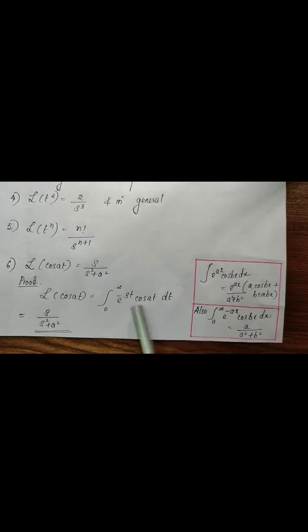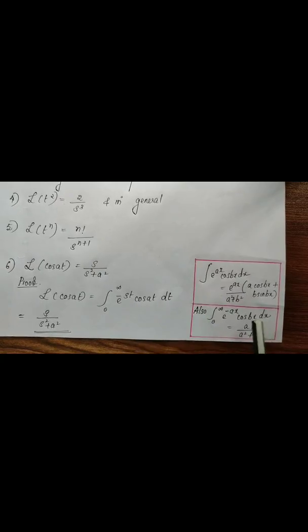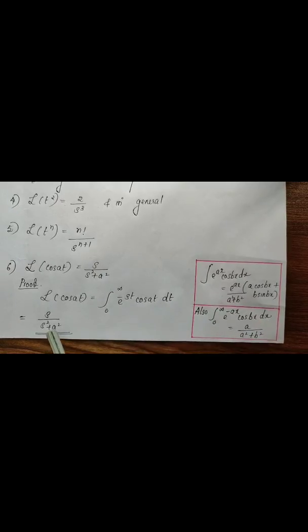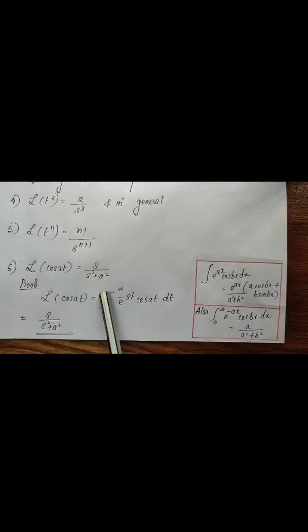In this expression, a is equal to s and b equal to a. Therefore, the answer is s divided by s square plus a square. Therefore, Laplace transform of cos at equal to s divided by s square plus a square.